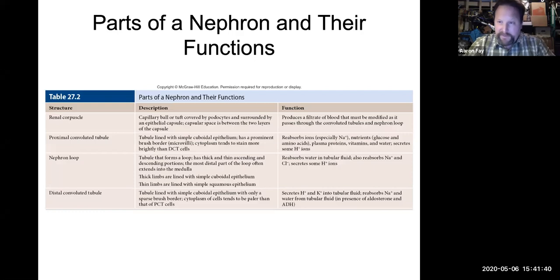So, a little bit confused? Consult this table. This table gives a nice description of the structure and function of the components of the nephron. Read through this, make sure you clearly understand it. It's a big help.